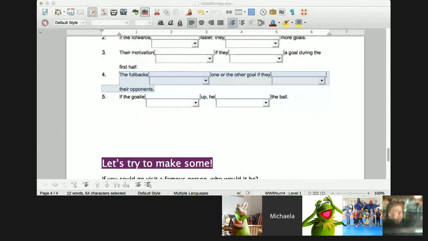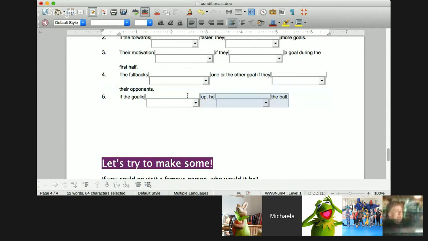Cool. All right, Eunice, you're up next. It's the last one, number 5. If the goalie had gotten up, he would have caught the ball. Catch is a little bit irregular for that one, but good job.